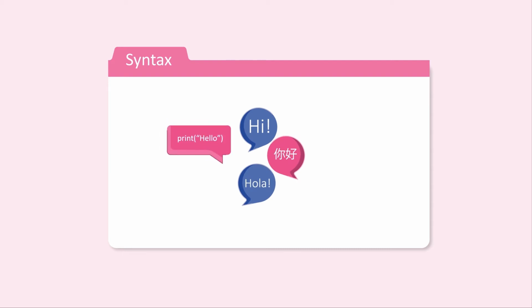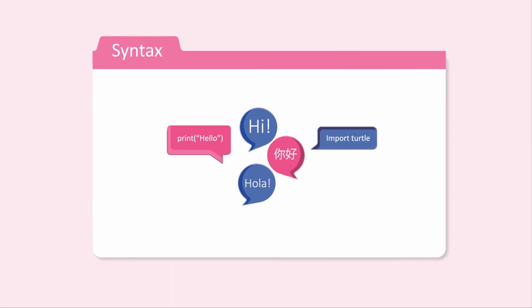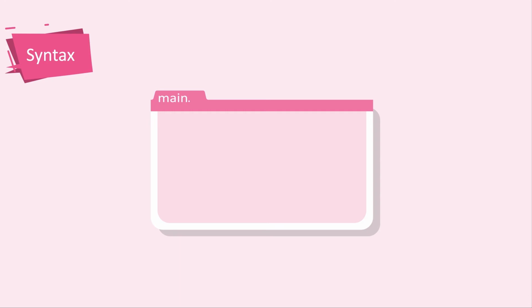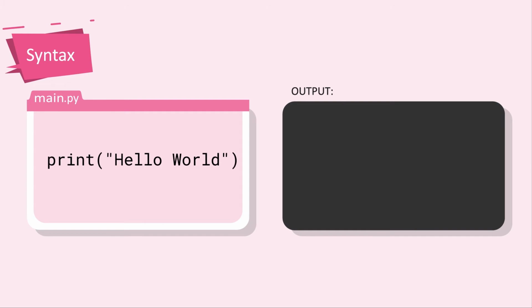Syntax. Just like there are grammatical rules in English, Spanish, or any other language, programming language also has its rules. The set of rules are called the syntax. Let's learn more about the Python syntax. A Python file has an extension .py. In the file, let's insert the print function to output text to the console window. Print hello world. Whatever is inserted between the double quotes is shown in the console window. In this case, hello world is printed.